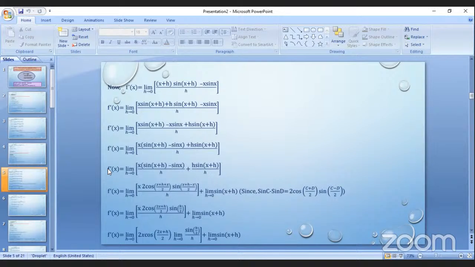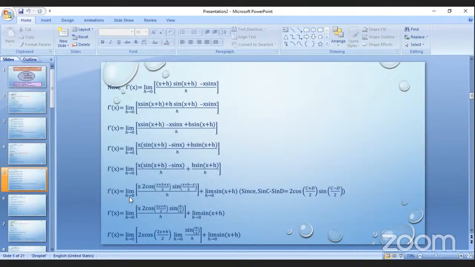That implies f'(x) = limit h tends to 0 of x into [sin(x+h) − sin x] upon h, plus sin(x+h) by h... here, take x common: x(sin(x+h) − sin x) + h sin(x+h), all divided by h. Now split the fraction here: limit h tends to 0 of x(sin(x+h) − sin x) by h plus h sin(x+h) by h.